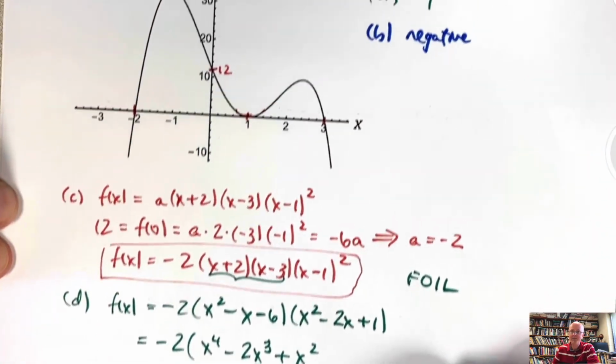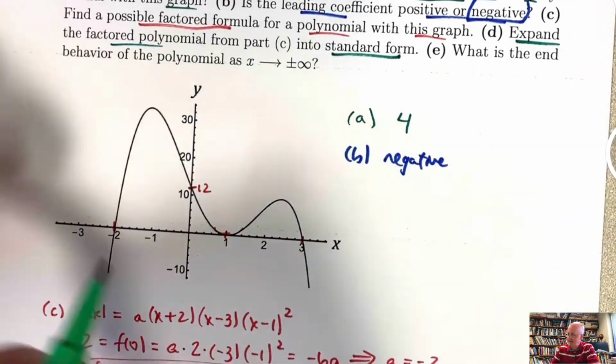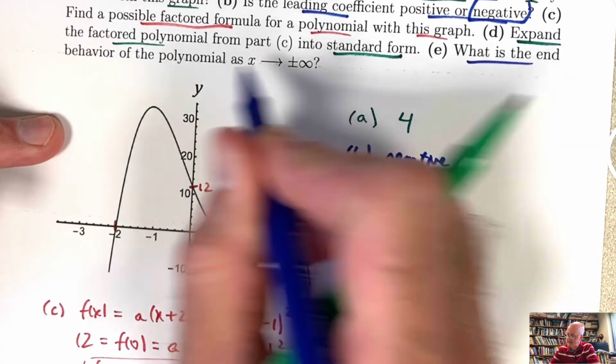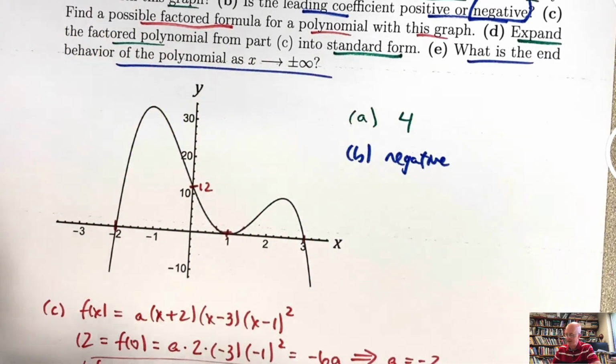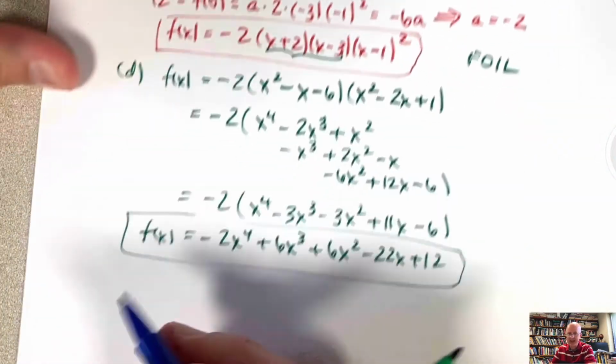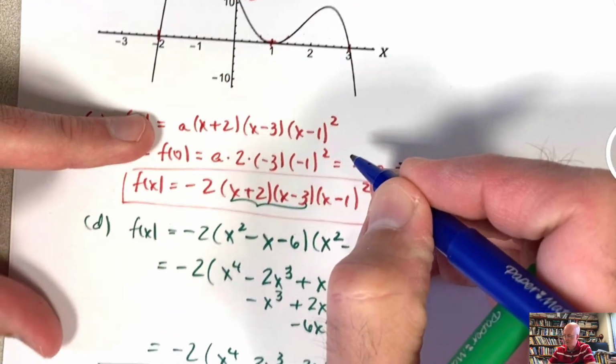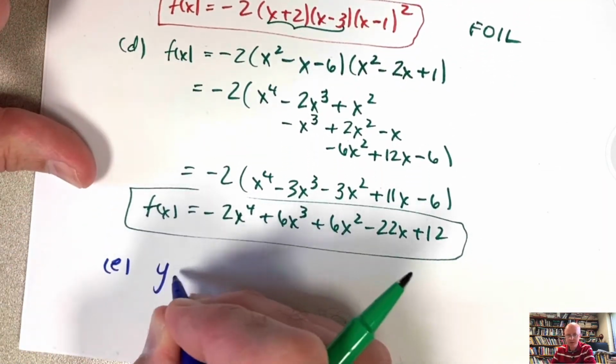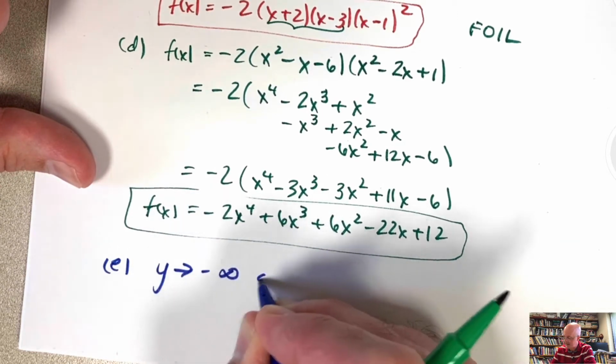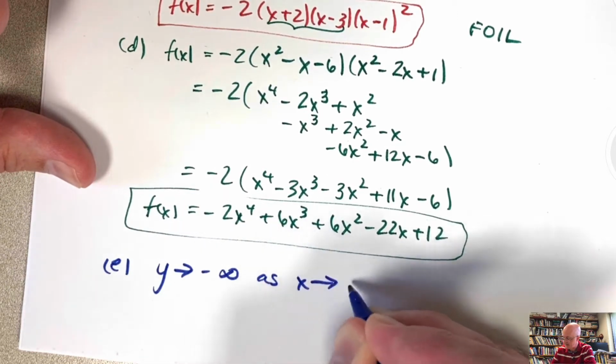Part E, what is the end behavior of the polynomial as x goes to plus or minus infinity? I actually already said that. You can say, because the graph goes down forever and ever, y goes to minus infinity as x goes to plus or minus infinity.